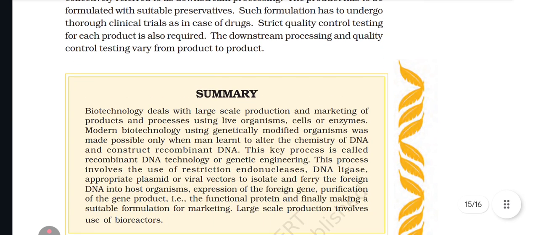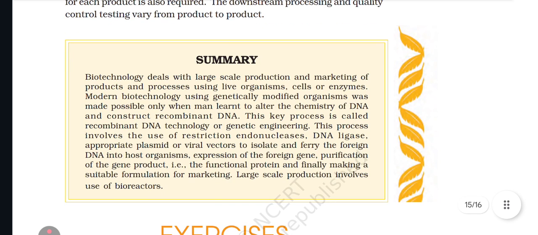The summary. Biotechnology deals with large scale production and marketing of products and processes using live organisms, cells or enzymes. Modern biotechnology using genetically modified organisms was made possible only when man learned to alter the chemistry of DNA and construct a recombinant DNA. This key process is called recombinant DNA technology or genetic engineering. This process involves the use of restriction endonuclease, DNA ligase, appropriate plasmid or viral vector to isolate and ferry the foreign DNA into host organism, expression of the foreign gene, purification of the gene product that is the functional protein, and finally making a suitable formulation for marketing. Large scale production involves use of bioreactors.